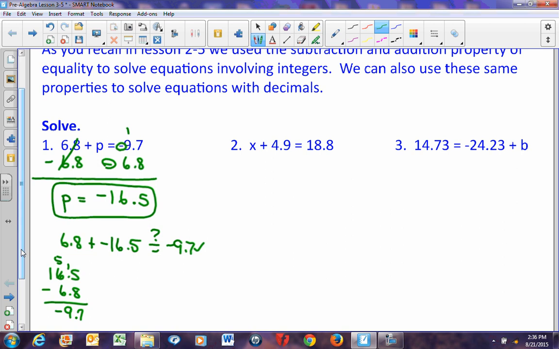Okay. Problem number 2, x plus 4.9 equals 18.8. Right? To get rid of the 4.9, they added it, we will subtract it. You do something to one side of the equation, you must do exactly the same thing to the other side. Make sure with addition and subtraction of decimals, you line up your decimal points. So x will equal 18.8 minus 4.9, I can just subtract like normal. 18 minus 9 is 9, bring down my decimal point. 17 minus 4 is 13, so I have 13.9.